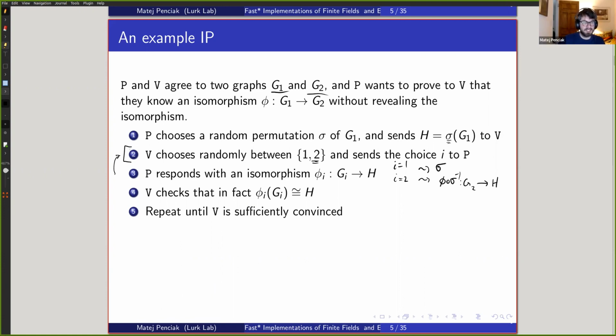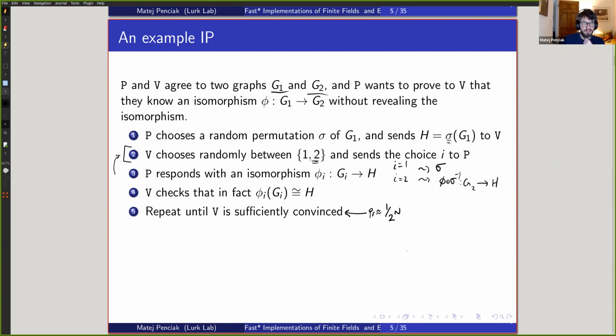And if you repeat this protocol, say n times, then the verifier should be convinced that the prover could falsify this proof with probability approximately equal to 1/2 to the n.